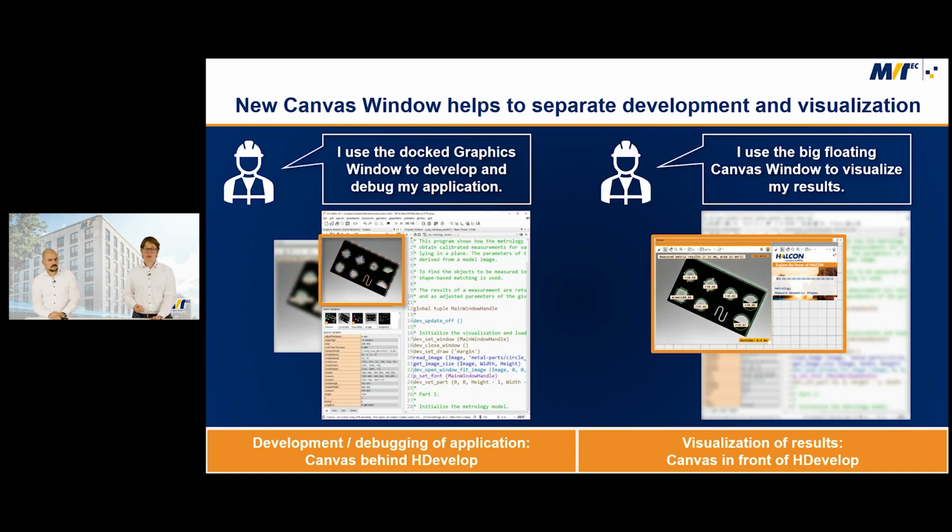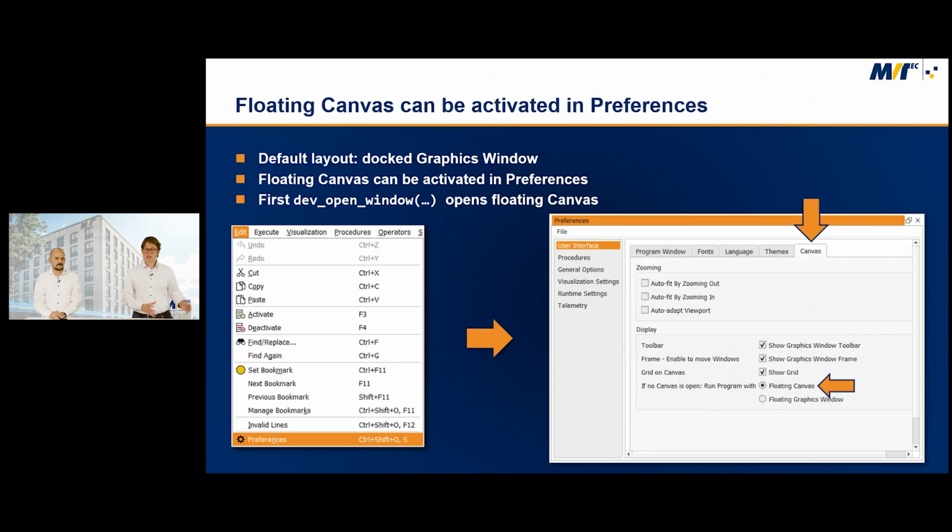This is really important because, as it was before, debugging and development negatively impacted the visualization, and the visualization negatively impacted the development of your code. Because if you adapted your HDevelop for the visualization, it would be cumbersome to debug your code. And also, if you optimized it for the debugging, the visualization would be lacking. So the default, as I said already, is now changed from a docked canvas to a docked graphics window.